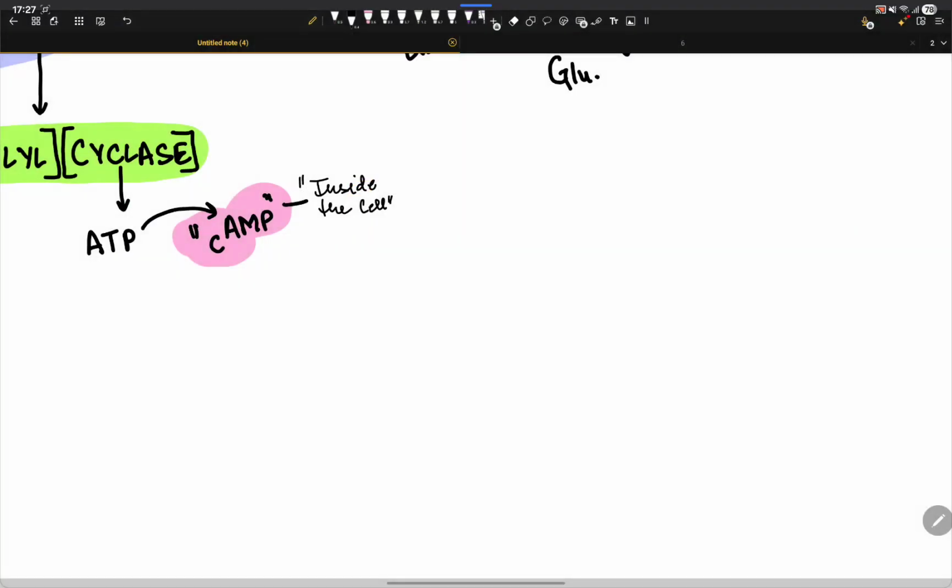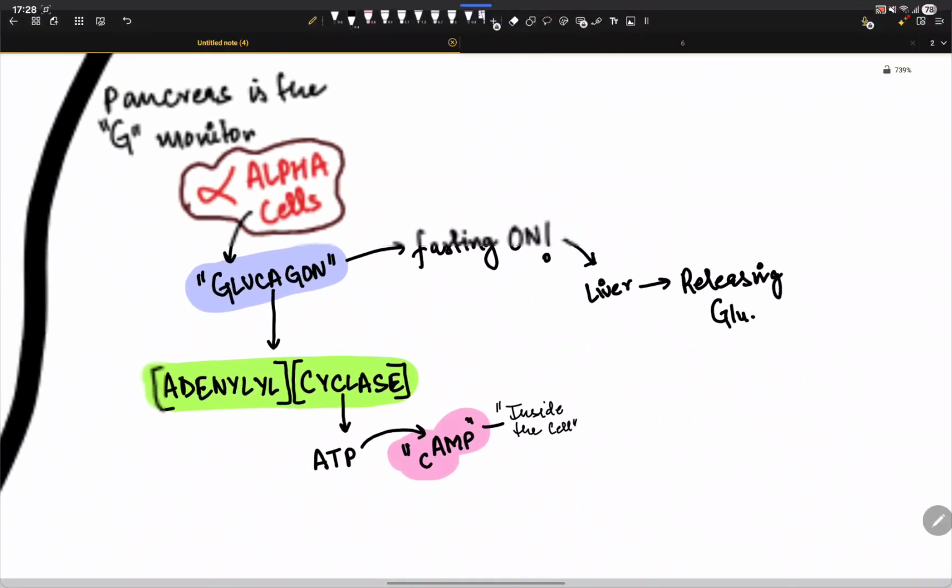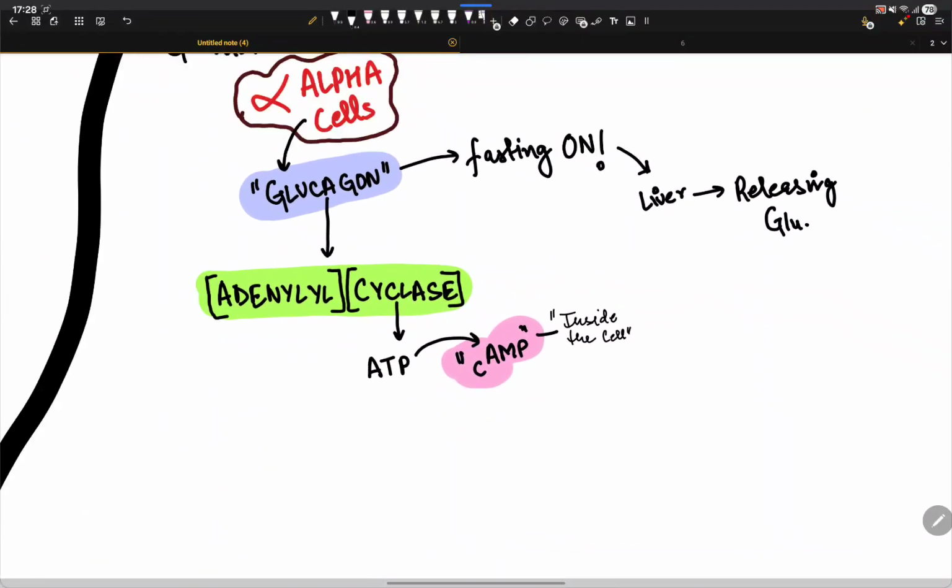Now, you can ask me, hey, Shashwat, you talk so much about glucagon. Why don't you just make glucagon cell soluble? I mean, why can't glucagon just go inside the cell? What's the problem here? Why not let glucagon enter the cell? Why use cAMP at all? Why are we even using a second messenger?